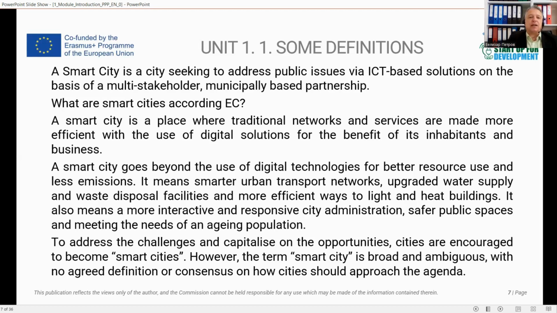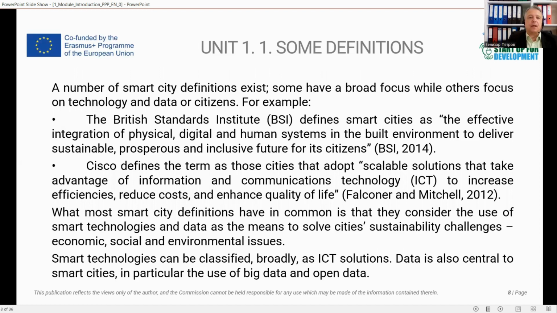To address the challenges and capitalize on the opportunities, cities are encouraged to become smart cities. However, the term smart city is broad and ambiguous, with no agreed definition or consensus on how cities should approach the agenda. A number of smart city definitions exist. Some have a broad focus, while others focus on technology and data or citizens.